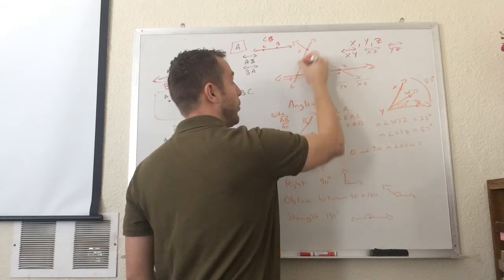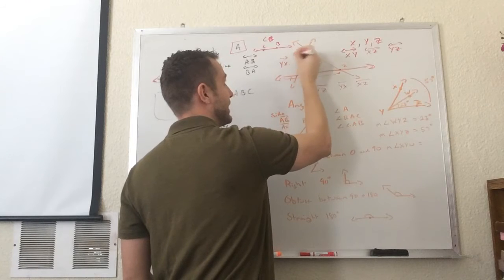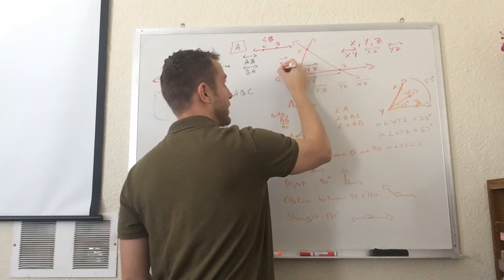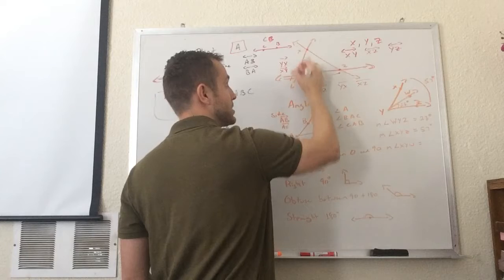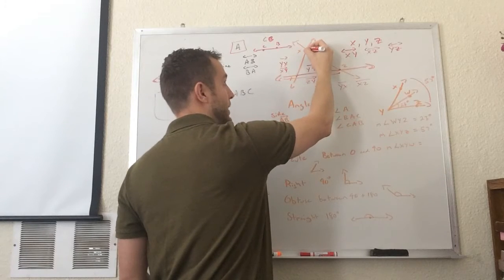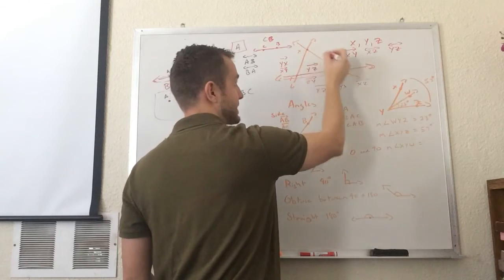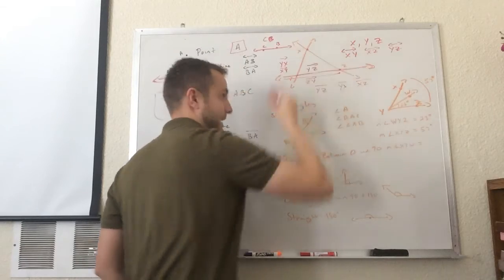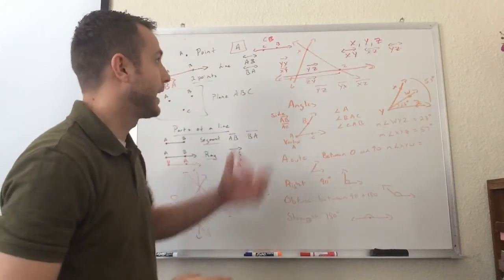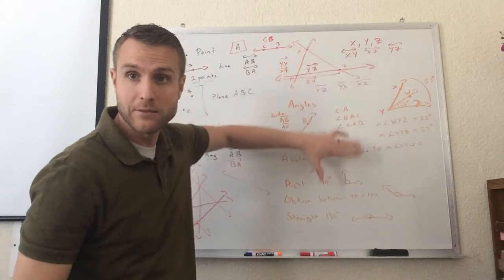I also have ray YX. And a different ray is ray XY. YX starts here and goes in this direction. Ray XY starts here and goes in this direction. I have ray XZ and then ray ZX. Those are my rays. I only have 1 plane since this is all on the same flat surface.